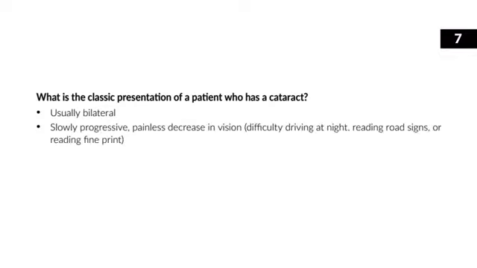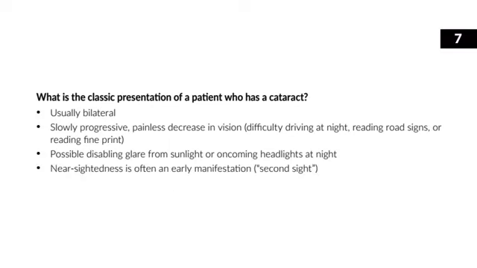Cataracts classically present with slowly progressive, painless loss of vision. Patients typically complain that they're having difficulty driving at night, having difficulty reading road signs or reading fine print. They may have disabling glare in bright sunlight or glare from oncoming headlights when driving at night. And early on, the patient may experience some nearsightedness, or second sight, after they were getting farsighted from normal aging and presbyopia. Then as cataracts develop, they start to become nearsighted and they realize they don't need their reading glasses anymore. So that might be a good historical clue.